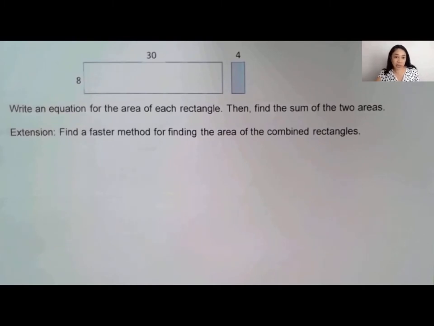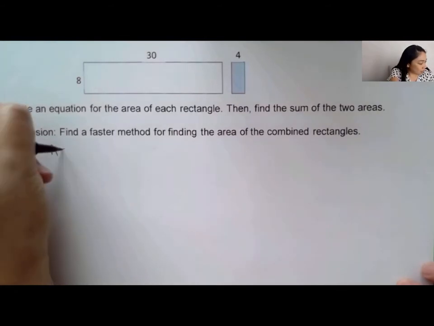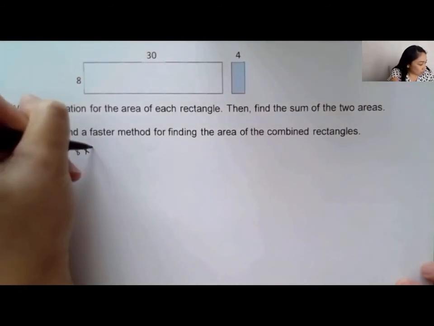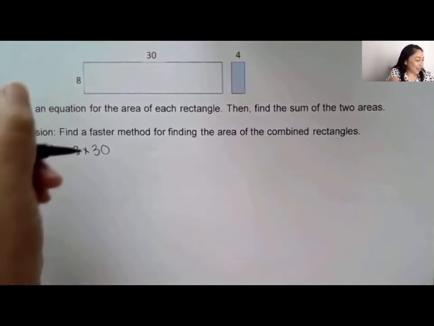Let's start with the first rectangle. What are the dimensions of the first rectangle again? 8 units and 30 units. And how can we determine its area? We can multiply 8 units and 30 units. Do this with me now. What's the area of the first rectangle? 240 square units.